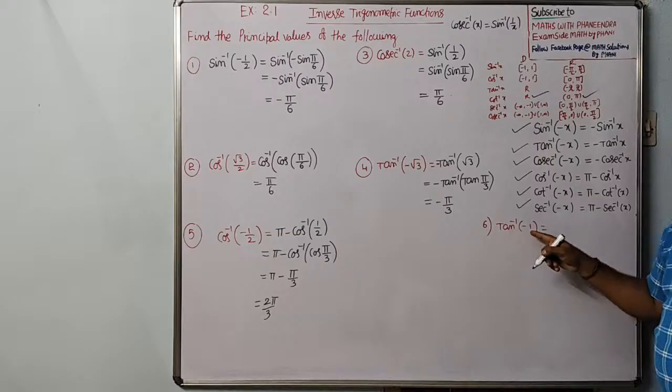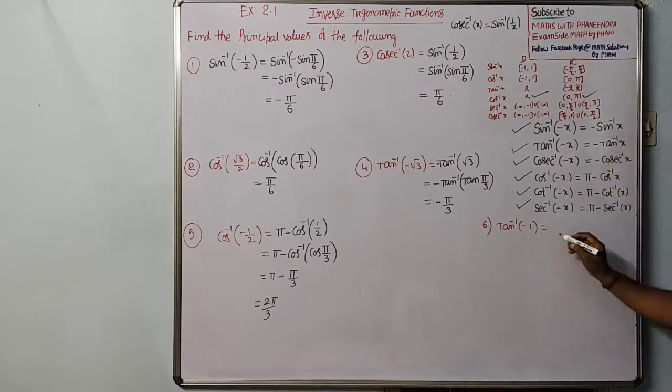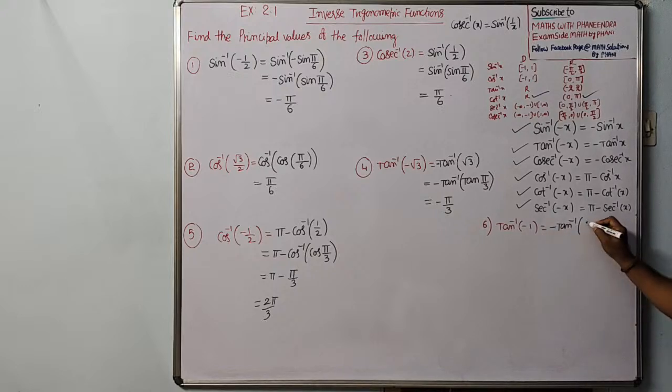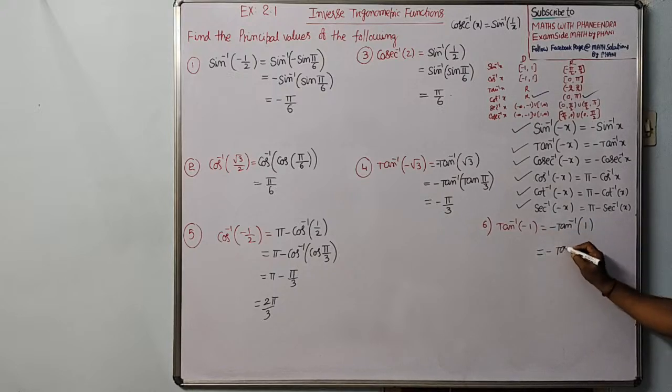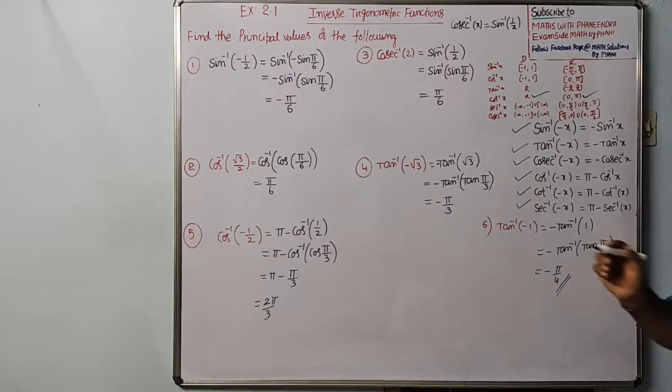Tan inverse of minus 1. Tan inverse of minus x is what? Minus tan inverse x. So minus tan inverse of 1. Tan inverse of 1 in terms of tan is what? Tan pi by 4. So minus tan inverse of tan theta is theta. So theta means what? Pi by 4. So these 6 questions are completed. We will move to another set of questions.